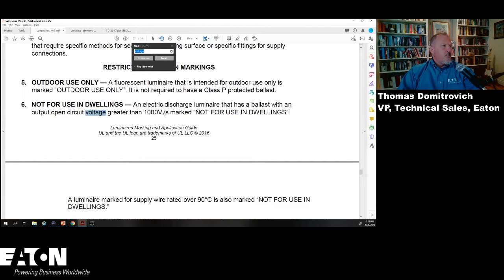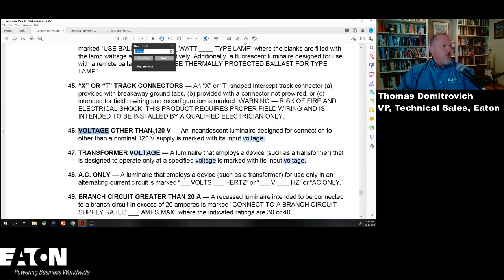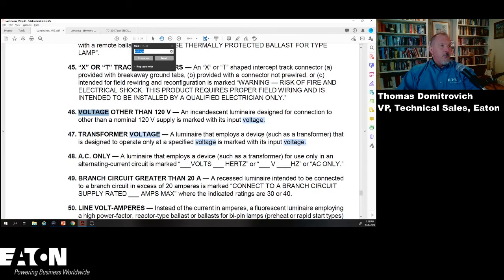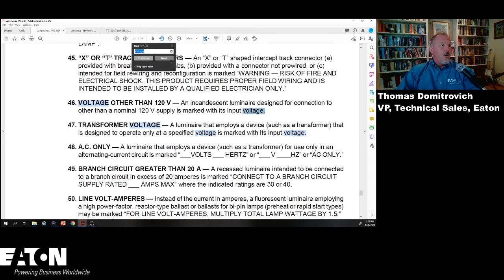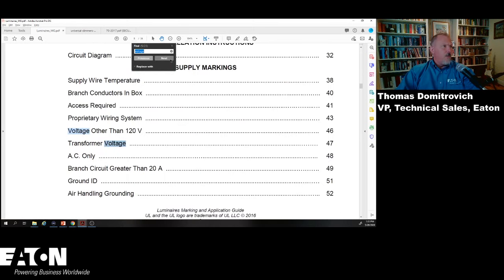All right, so voltage is greater than, not for use in dwelling units. So voltage other than 120 volt: an incandescent luminaire designed for connection to other than a 120 volt supply is marked with its input voltage. So that's an interesting part. If you have an incandescent luminaire designed for connection to 120 volts, it may not need to have its voltage marked. A luminaire that employs a device that is designed to operate only at a specified voltage is marked with its input voltage. So we know voltage is critical on most things that we install.